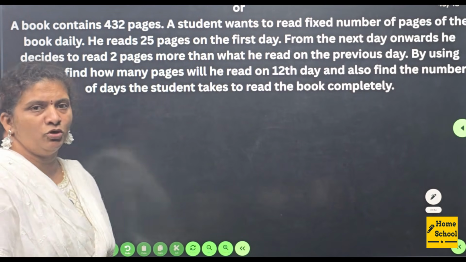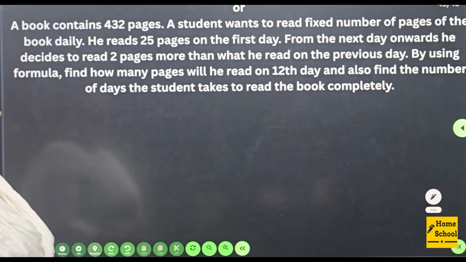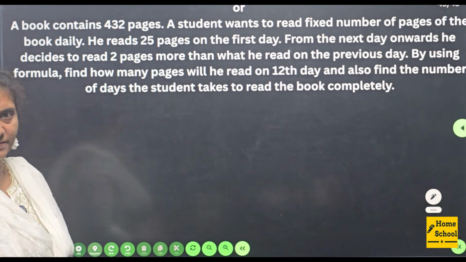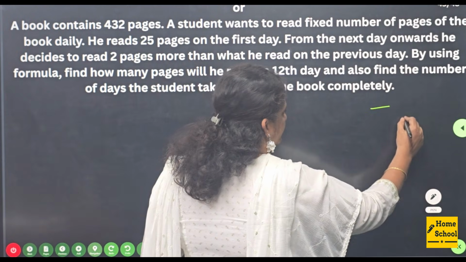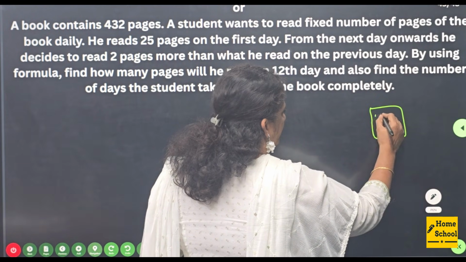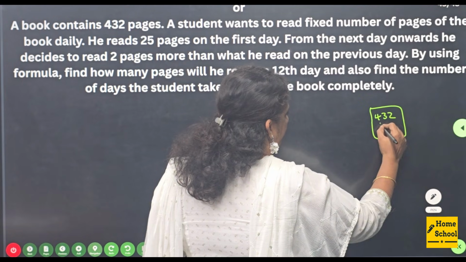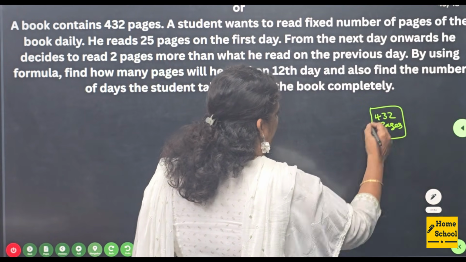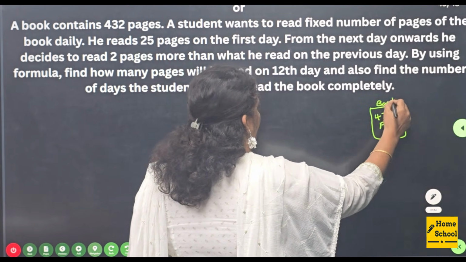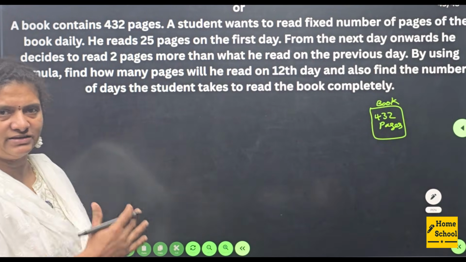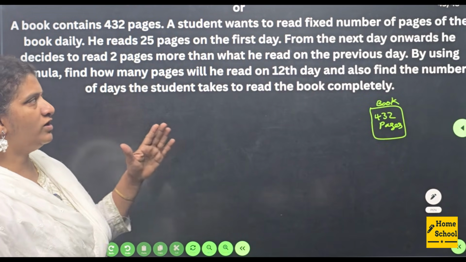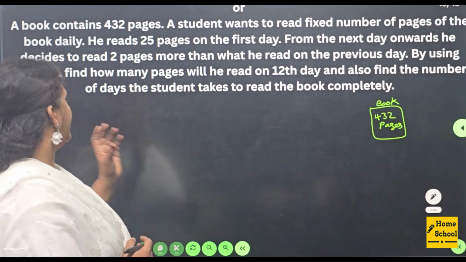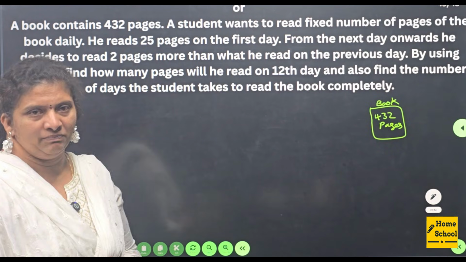In this, we have one more question. A book contains 432 pages. We are talking in this problem about a book. Let us imagine a book. This is a book containing 432 pages. Number of pages, how many are there? 432. A student wants to read a fixed number of pages of a book daily.